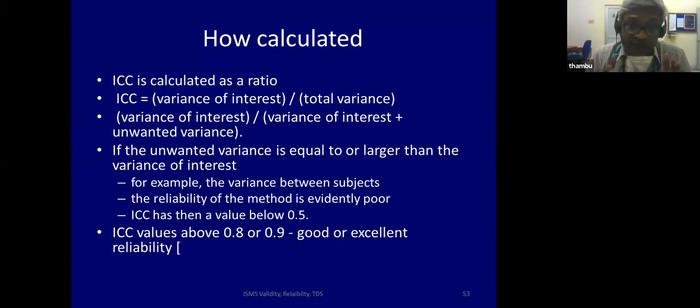Now, the total variance is made up of the variance of interest plus unwanted variance. That's the variance between subjects, so that has to be kept minimal. The variance of interest should be large, and the unwanted variance should be kept to a minimum.